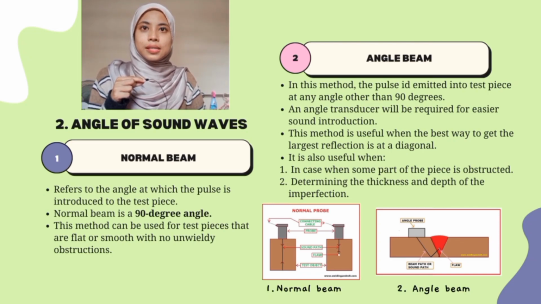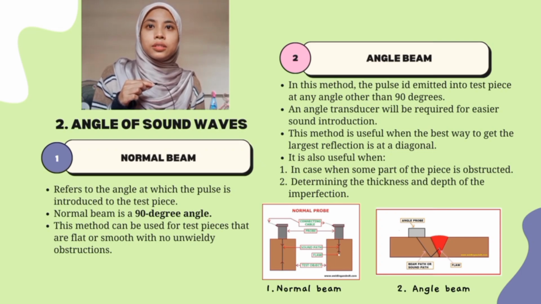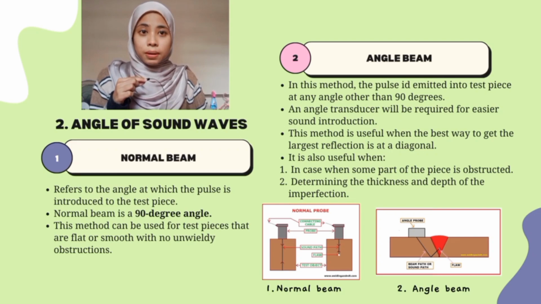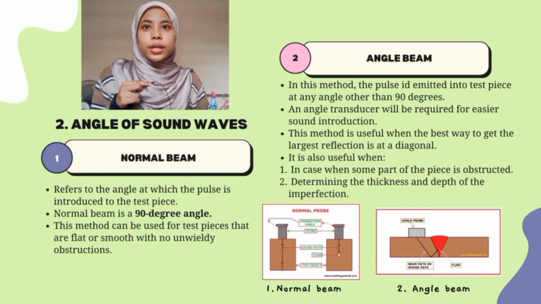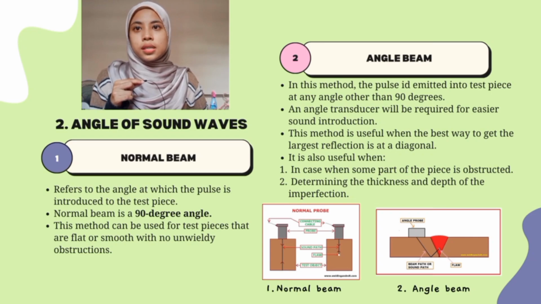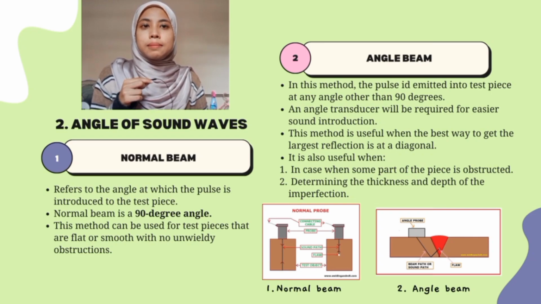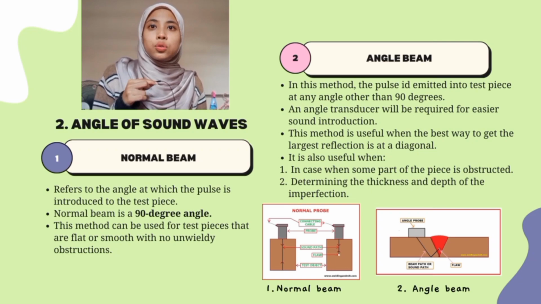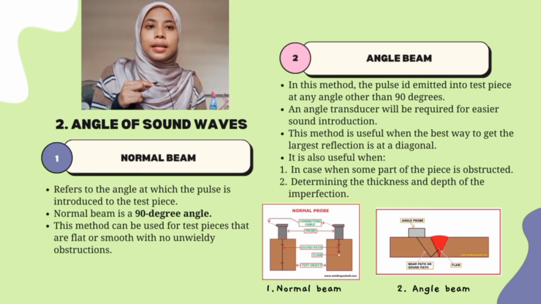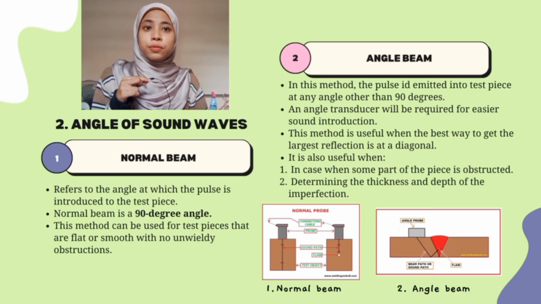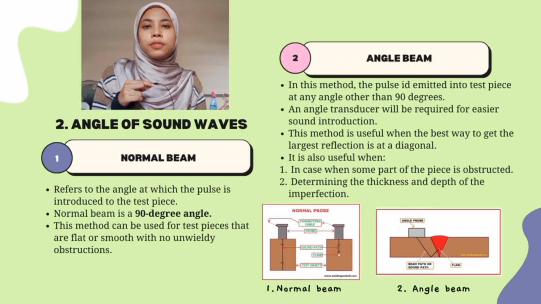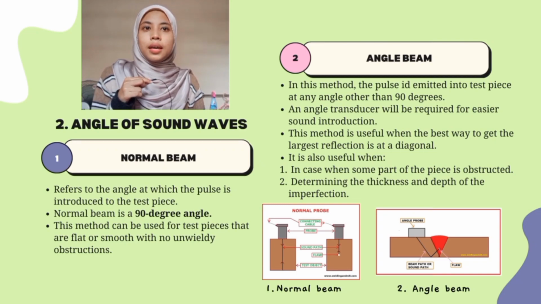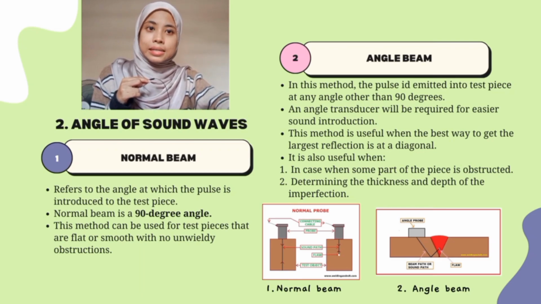The next method is an angled beam. In this method, the pulse is emitted into the test piece at any angle other than 90 degrees. For this method, an angled transducer will be required for an easier sound introduction, as you can see from the image I've included in this slide. This method is very useful when the best way to get the largest reflection is at a diagonal angle. It is also useful in case some part of the test piece is obstructed, and when a normal beam is not possible. This method is useful for determining the thickness of the test piece and depth of the imperfection.